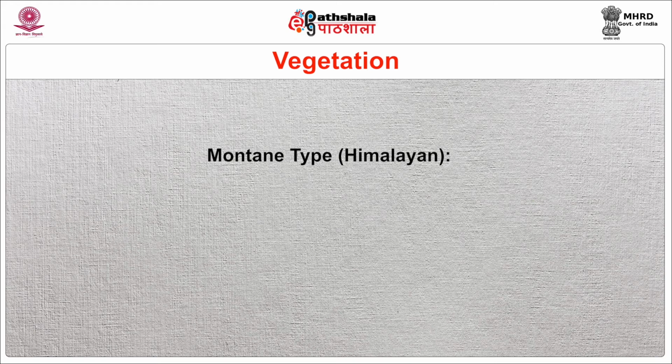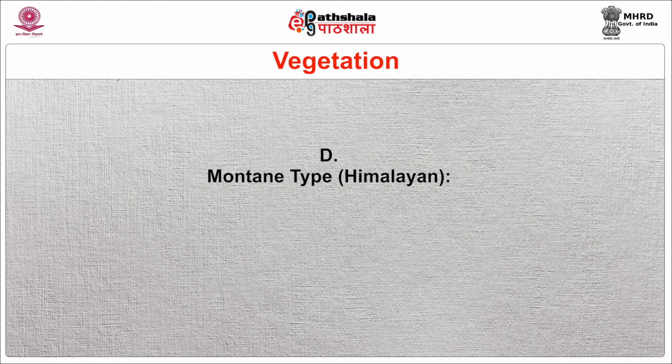Wet temperate hill forests of the southern region are dense but low, having much undergrowth, epiphytes, mosses and ferns. Some of the important species are magnolia, laurel and cinchona.